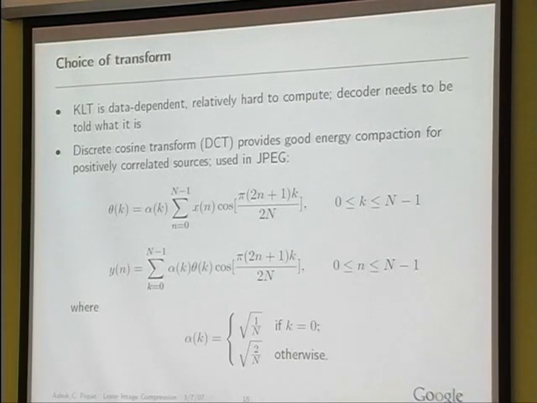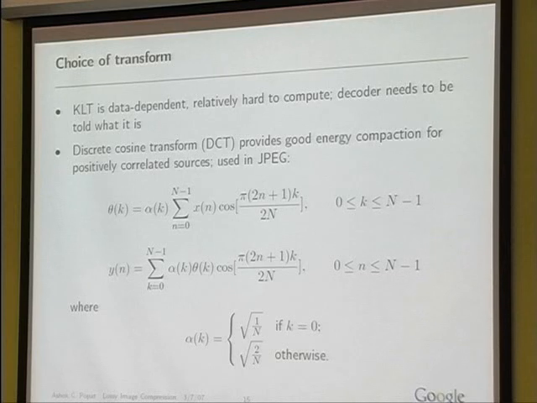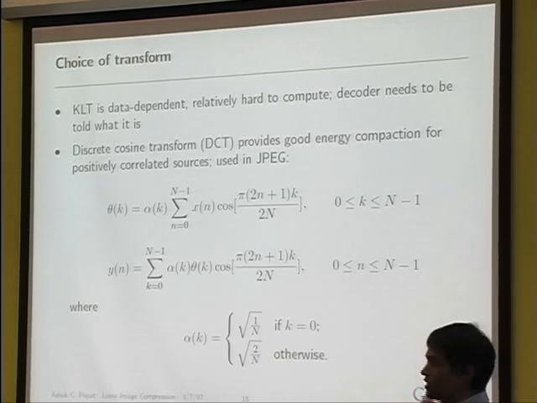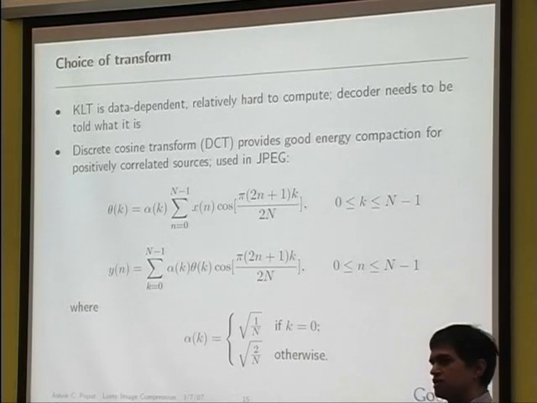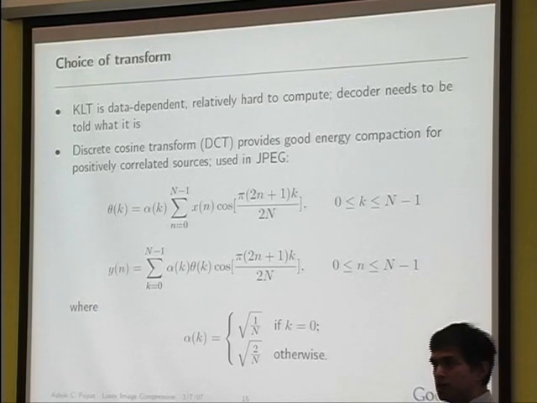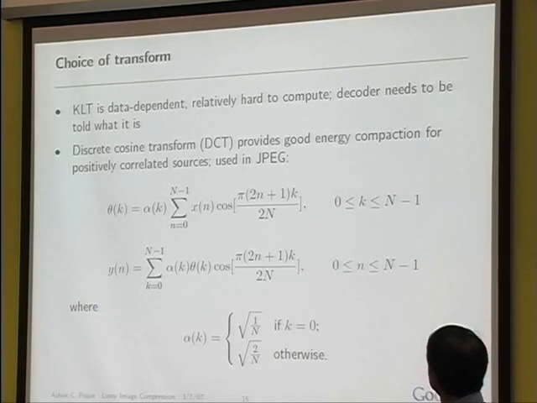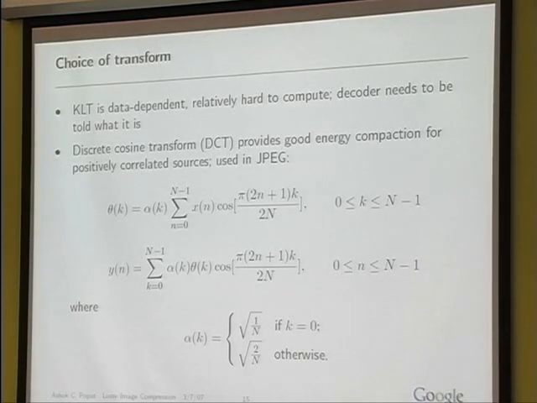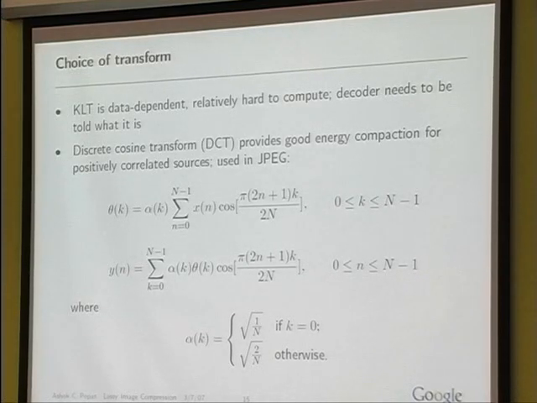So let me just amplify what you said. The KLT is data dependent, and it's relatively hard to compute. So that's a little bit extra cost, and you have to ask, well, how much performance am I gaining by doing that relative to the DCT, for instance? Also, you have to tell the decoder what it is, right? So you'd have to transmit that as side information. That would come at the expense of the bits you have for the data itself.